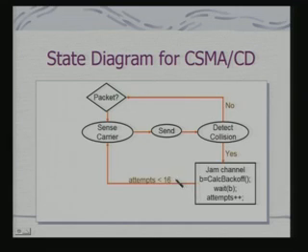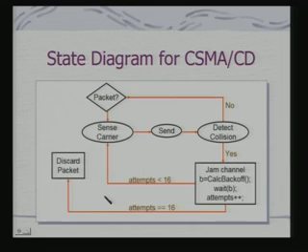Now, if the number of attempts is less than 16, there is an upper bound on the number of attempts, then you go back and try sending the packet again. If it is more than or equal to 16, in this case we are using this number as 16, you basically discard the packet and report an error. Fine. So, this is the basic state diagram for CSMA/CD, which is followed by Ethernet.